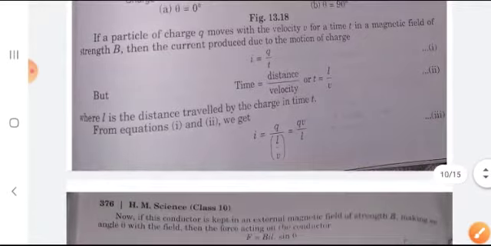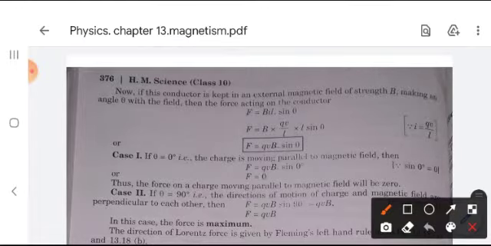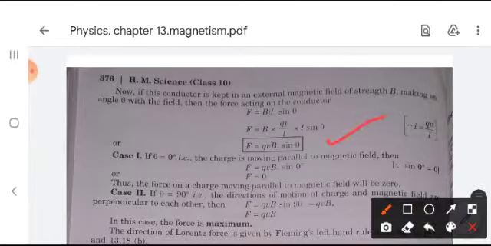So what happened here? The formula comes as earlier, F is equal to BIL sin theta. After putting the value of I, we get Q V upon L and L sin theta. Then finally we get F is equal to QVB sin theta. Q is charge, V is the velocity, B is the magnetic field intensity, theta is the angle between V and B, and F is the magnetic force.